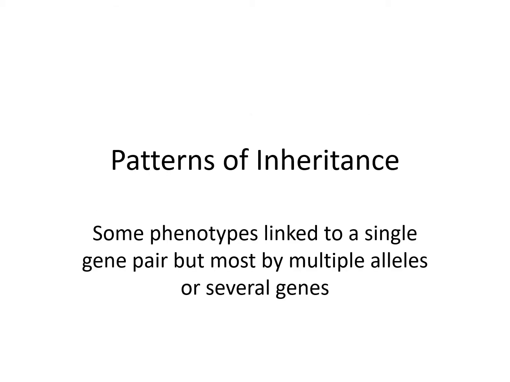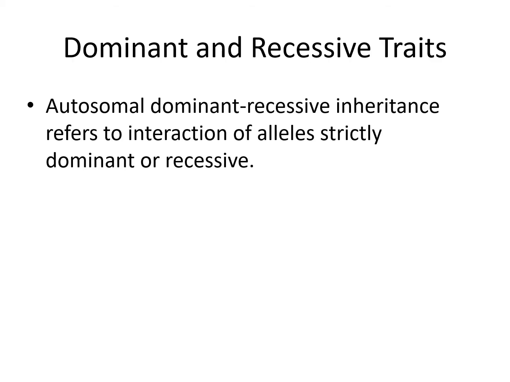Now, there are different types of patterns of inheritance. Some phenotypes are linked to a single gene pair, which are very simple ones, but by far most are controlled by multiple alleles or several genes, and they're very complicated. Let's begin with something simple, like dominant and recessive traits.